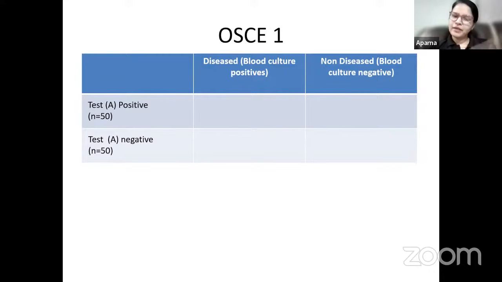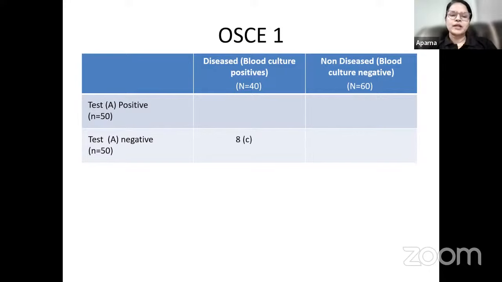Let us now start by filling up the various cells in this 2 by 2 table in this example. What we know is that there are a total of 100 newborns. Among these 100 newborns, 40 are truly diseased, which means 40 newborns have blood culture positive infection. So the total of the cells in the second column is going to be 40, and the total of the cells in the last column is going to be 60, because this is the non-diseased population.